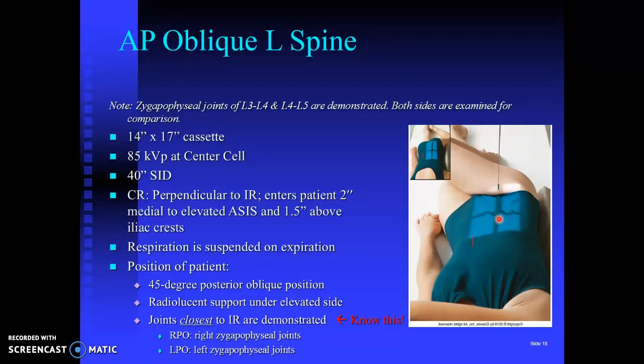For the patient position, they will be rotated 45 degrees, either towards or away from the image receptor, and a radiolucent support should be used under the elevated side. The joints that you're going to see are those that are closest to the image receptor. So for an RPO, you're going to see the right zygapophyseal joints, and for an LPO, you'll see the left zygapophyseal joints.